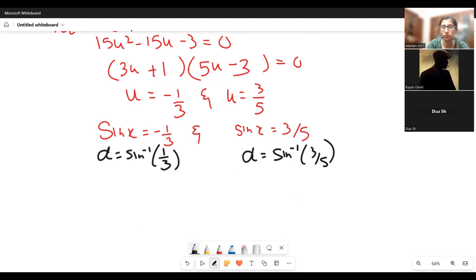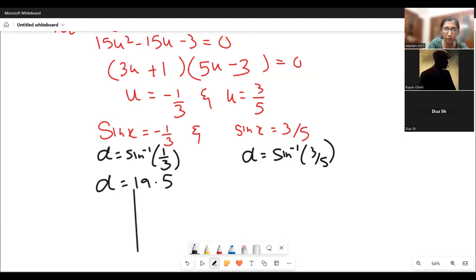Negative 19.47. Okay, thank you. 19.47. It's okay if you stick to one decimal place right here as well, because your final answer should also be in one decimal place. So here, round to 1 dp, so it's fine. Okay, now this would be with sine. 36.9. Oh, sorry, you're talking about the other one? Okay, that is 36.9. All right.